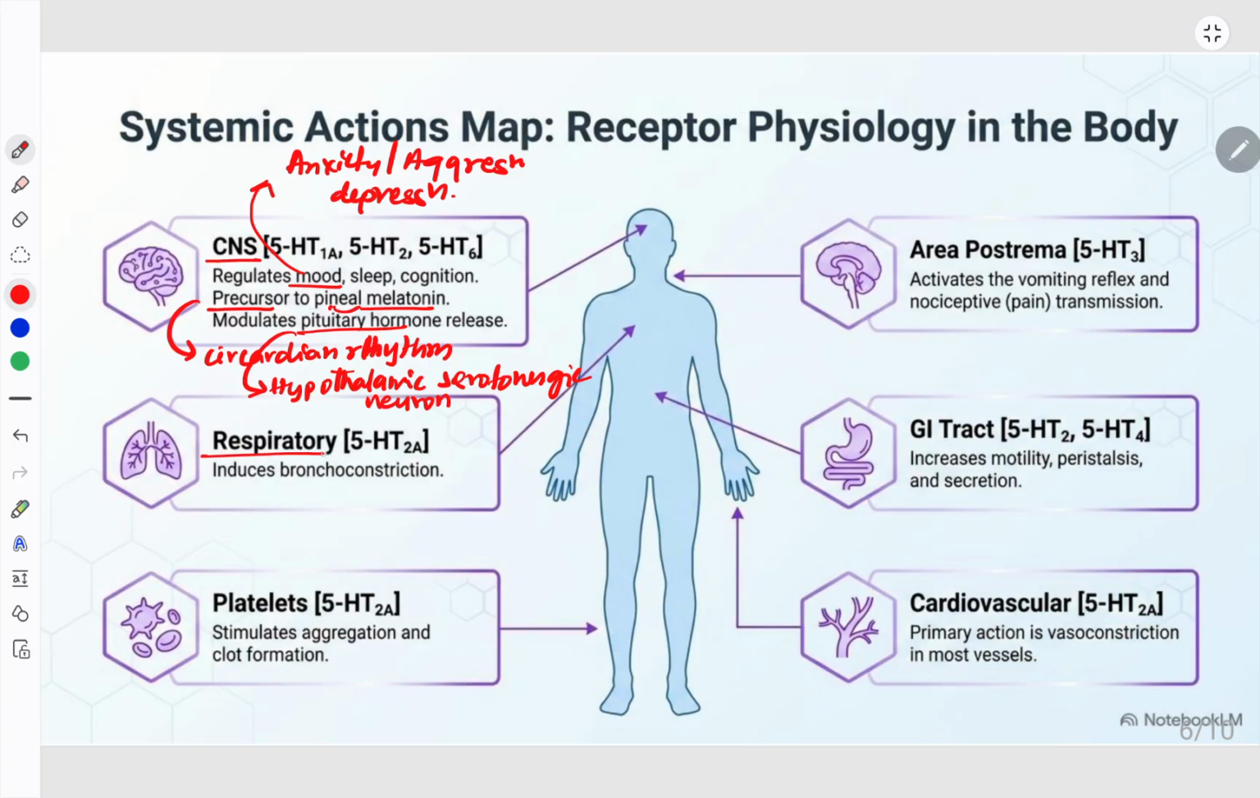Second action is on the respiratory system, where 5-HT2A receptor activation produces bronchoconstriction. It is normally not seen, but it is especially a symptom of carcinoid syndrome, where there is specific dumping of serotonin when the neuroendocrine tumor metastasizes to the liver. In the platelets, serotonin is responsible for aggregation and clot formation and is known to trigger the process of hemostasis.